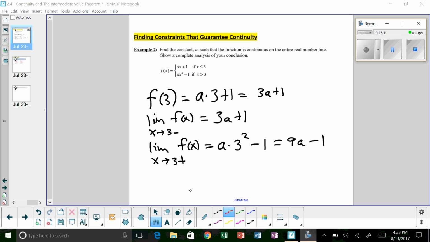Now, in order for the function to be continuous, we need all three of these quantities to equal one another. Well, two of them are already the same. The value of the function is 3a plus 1. The left-hand limit is 3a plus 1. So we only need to set the left-hand limit equal to the right-hand limit. So we need 3a plus 1 to equal 9a minus 1.